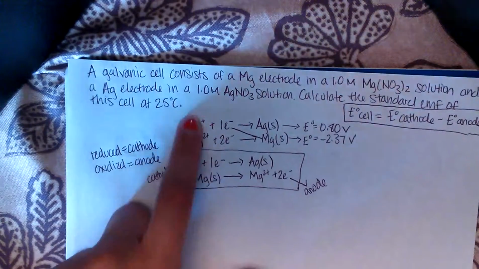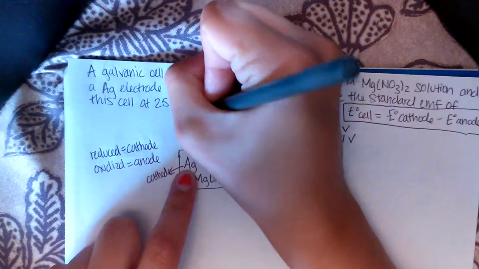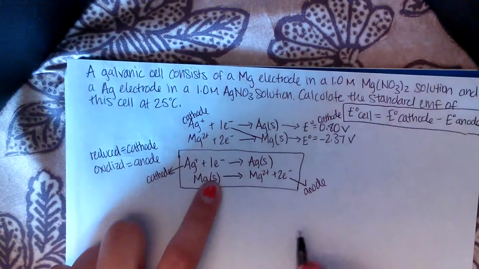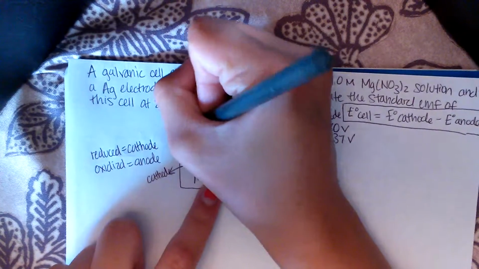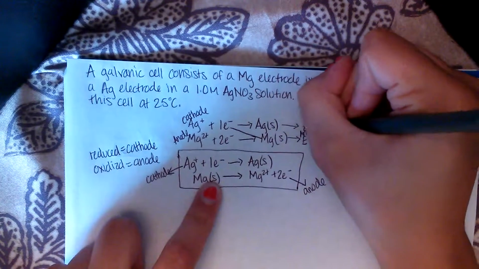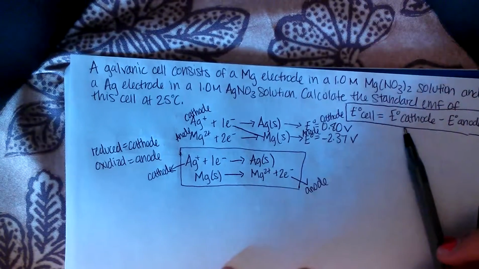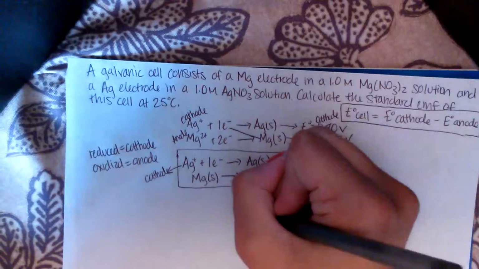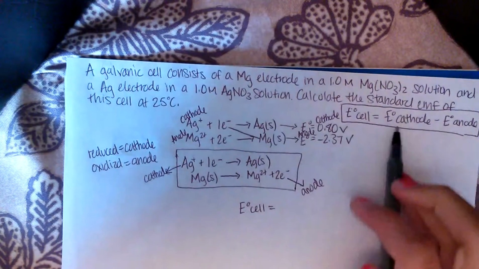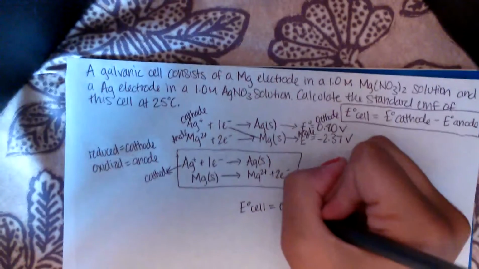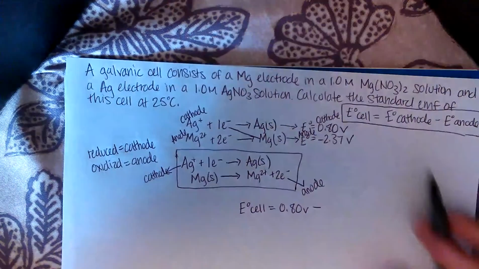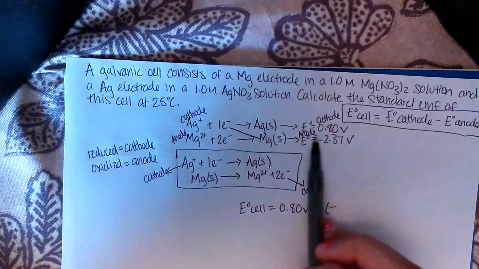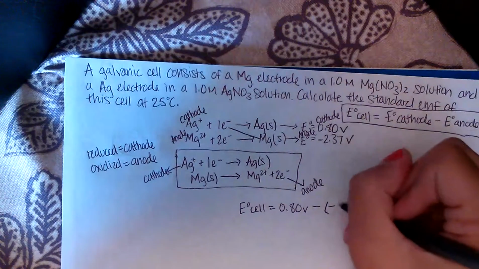So again, we're just going to copy this just so you can visualize it. This is your cathode. I'll put cathode right here. And Mg is your anode. I'll put anode here. Hope that's not too squished. And all you have to do now is put in your values. So E of the cell is going to equal the cathode, which is 0.80 volts, minus, and I'd put parentheses here so that you keep your signs correct, because as you can see there's a negative here in your anode, so minus the anode.